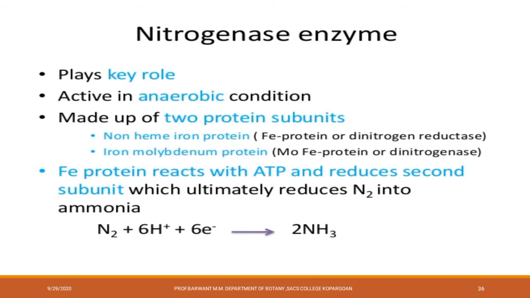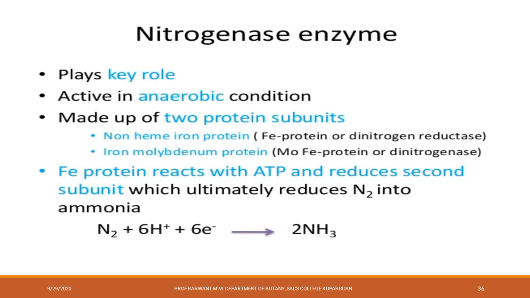They are made up of two proteins, a non-heme protein and the iron-molybdenum protein. That is the Fe protein and the MoFe protein, dinitrogenase reductase and dinitrogenase. Those are the two enzyme complexes known as nitrogenase. Fe protein reacts with ATP and reduces the second subunit, which ultimately reduces N2 into NH3. N2 + 4H+ + 4e- gives 2NH3. In this way, nitrogen is fixed.